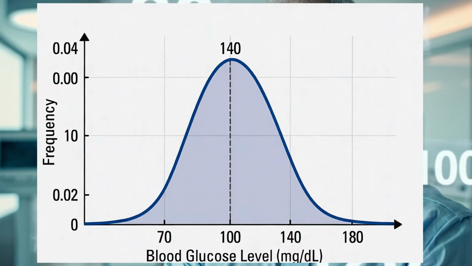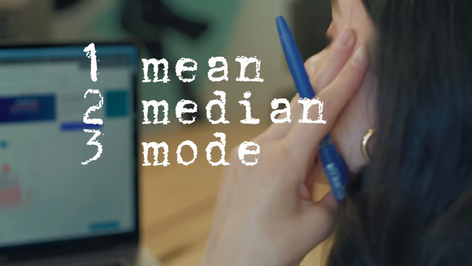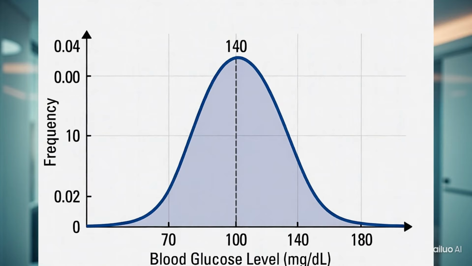So let's get back to this chart of blood glucose levels on the x-axis and the number of subjects with each recording on the y-axis. And let's figure out where the mean, median, and mode are for this distribution. Now I haven't given you any numbers down here on the x-axis or on the y, but we can still figure out where the mean, median, and mode are just based on the shape.